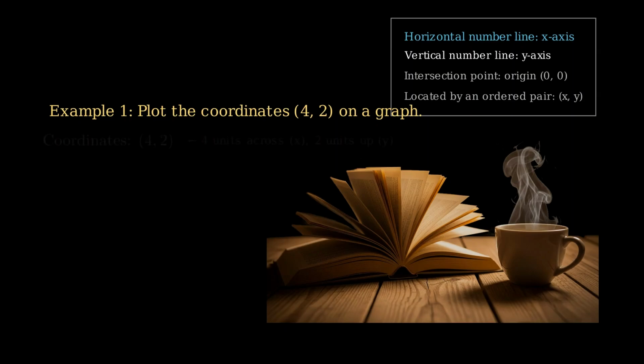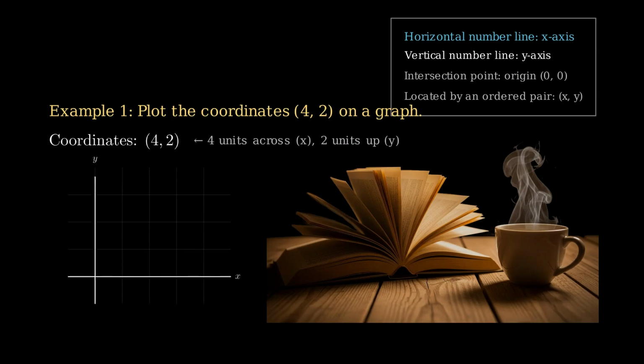Let's look at example 1. Plot the coordinates (4, 2) on a graph. The first number 4 is the x-coordinate, representing the horizontal distance from the origin. So, we count 4 units across to the right on the x-axis. The second number 2 is the y-coordinate, representing the vertical distance. We count 2 units up parallel to the y-axis.